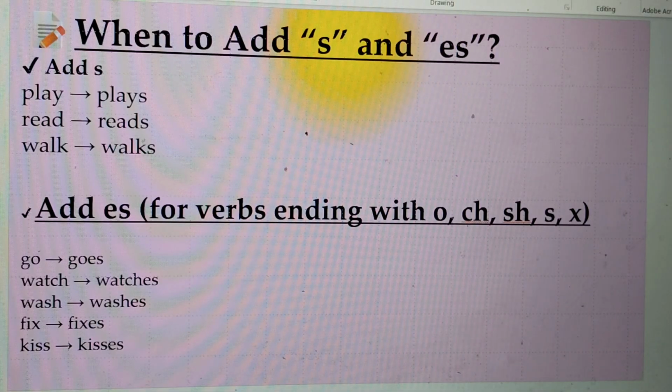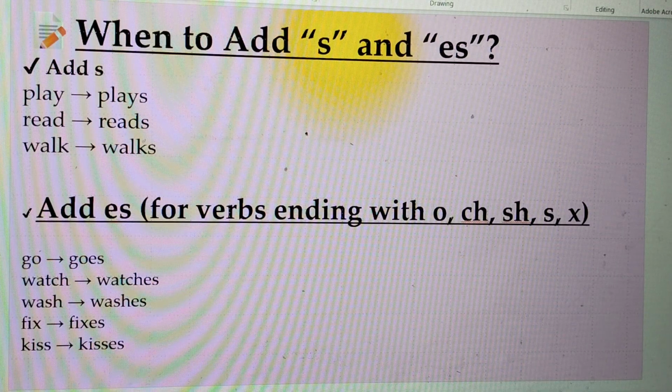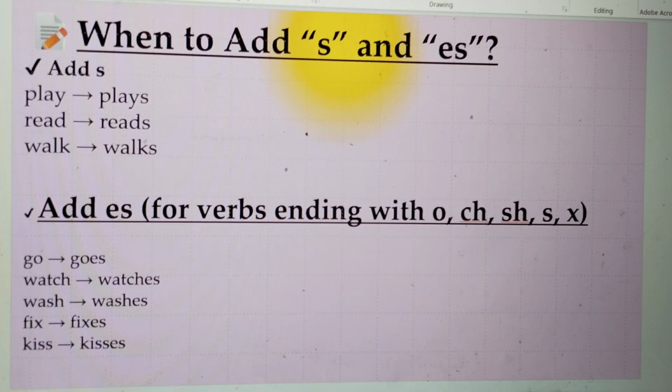Let's learn when to add s or es to the verb. Well, if it's a normal word, play becomes plays, read becomes reads, walk becomes walks. But when the verb ends with o, ch, sh, s, or x, we will add es to it. For example, go becomes goes, watch becomes watches, wash becomes washes, fix becomes fixes, and kiss becomes kisses.